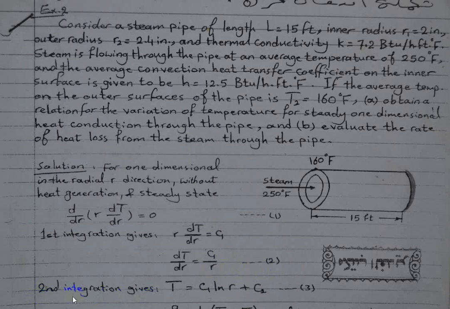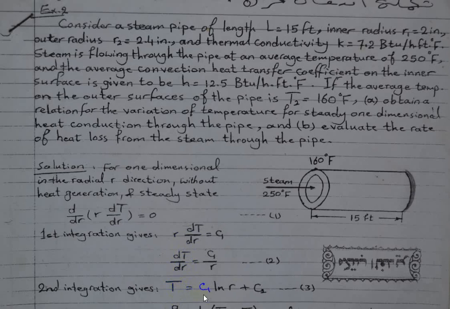Second integration gives the temperature, integrated with respect to R, the radial direction of the cylindrical coordinates. Radial direction is going to be R. So the integration of dT/dr gives T, or yields T.